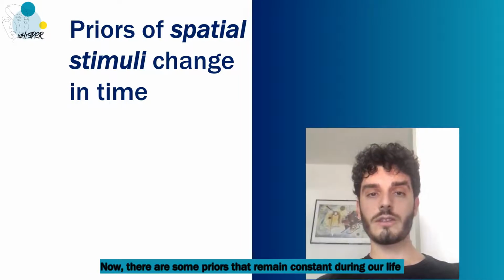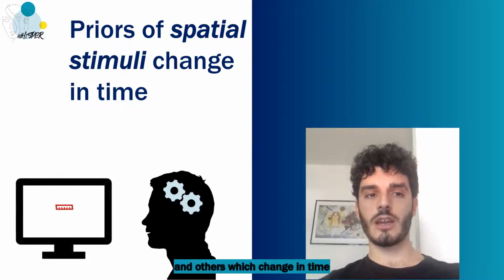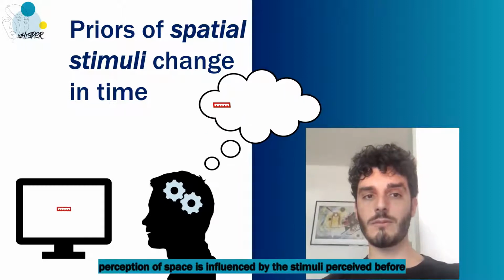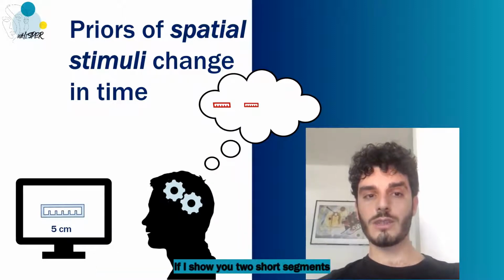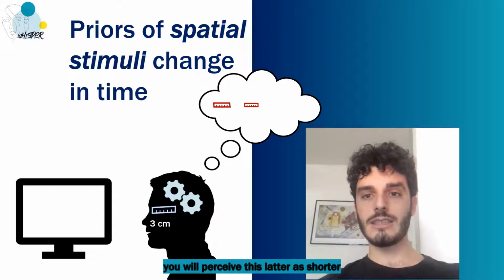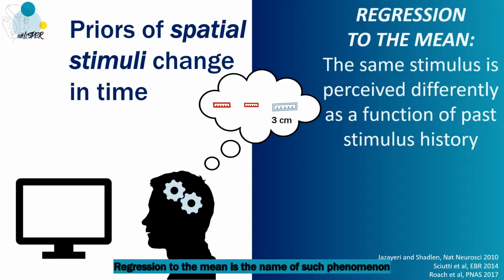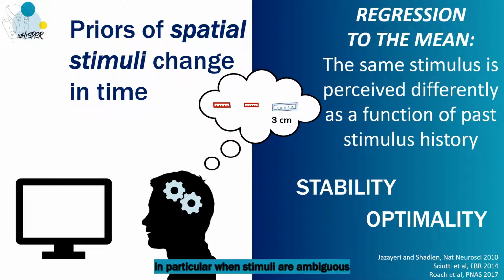Now, there are some priors that remain constant during our life, like the convex faces, and others which change in time. For instance, it has already been demonstrated that perception of space is influenced by the stimuli perceived before, and that these priors change according to the stimuli you receive. If I show you two short segments, and then I show you a longer one, you will perceive this latter as shorter. Regression to the mean is the name of such phenomenon. Our brain works in this way to gain stability and optimize perception, in particular when stimuli are ambiguous.